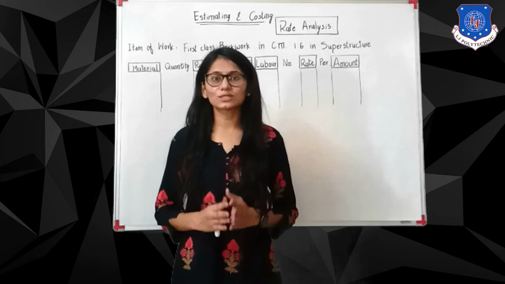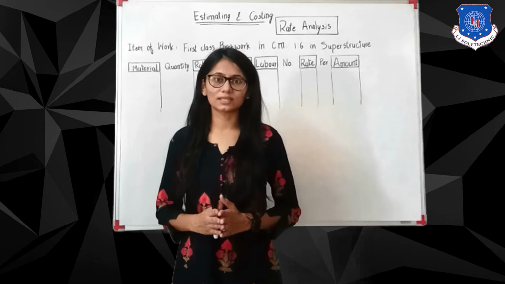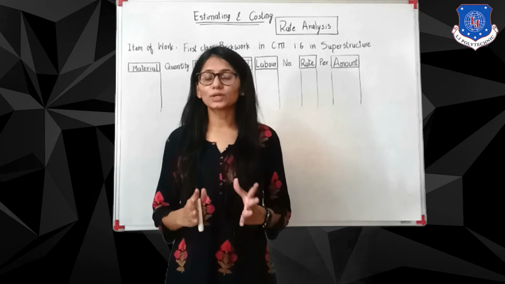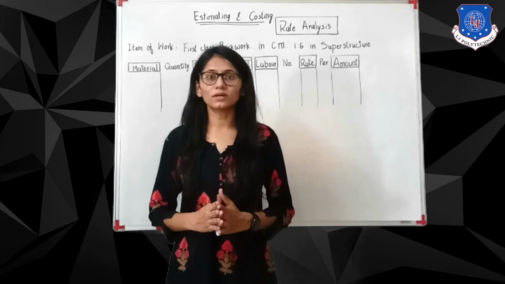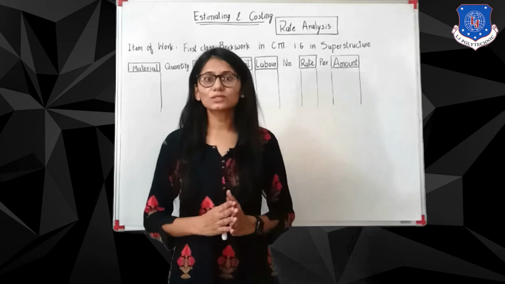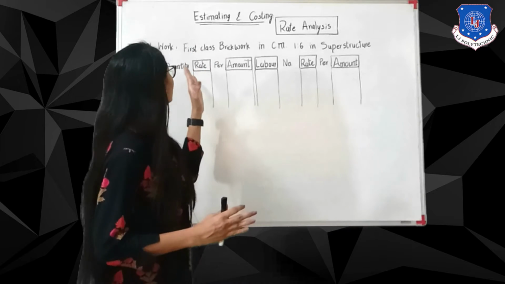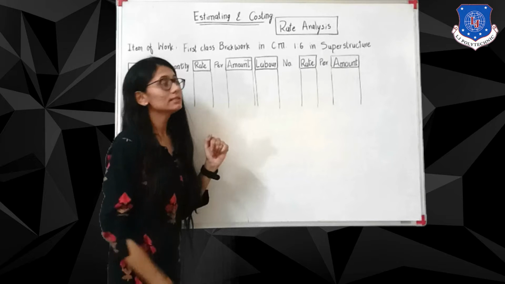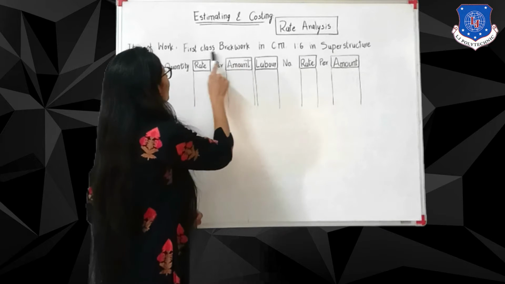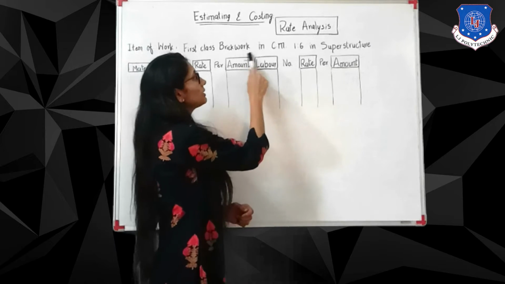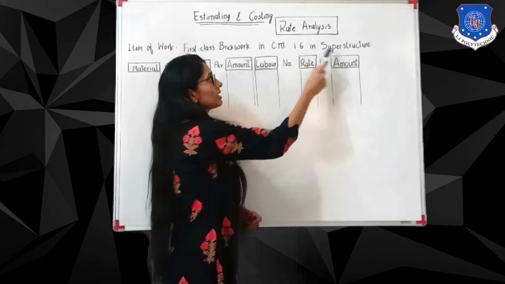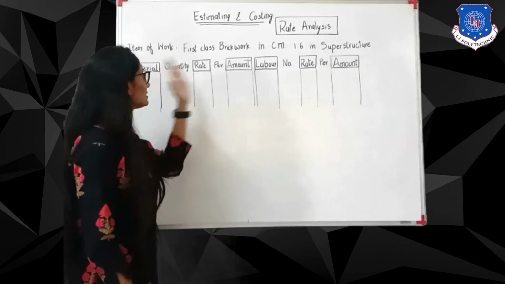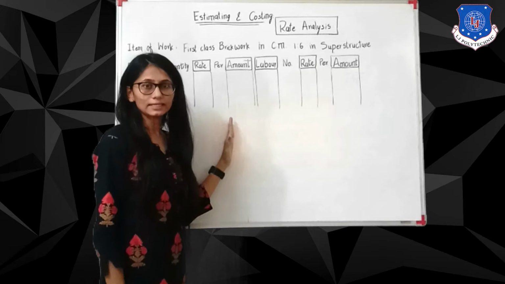Welcome to this video series of our subject estimating and costing. Today we are going to cover the rate analysis. Today we will learn the rate analysis of a brickwork. As you can see on the board, I have already written the item of work. Right now we are calculating the brickwork, which is the first class brickwork having the proportion of 1:6 in superstructure. In the previous session we already understood this table which we are using for the rate analysis.